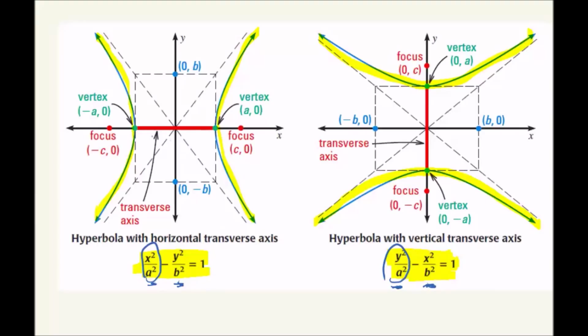Well, when the x squared term is positive, this transverse axis connecting the two parts is on the x-axis. So when x squared is positive, that line connecting the two is on the x-axis. When y squared is positive, it's on the y-axis. So basically, if x squared's in front, it's a left and right one. If y squared's in front, it's an up or down one.